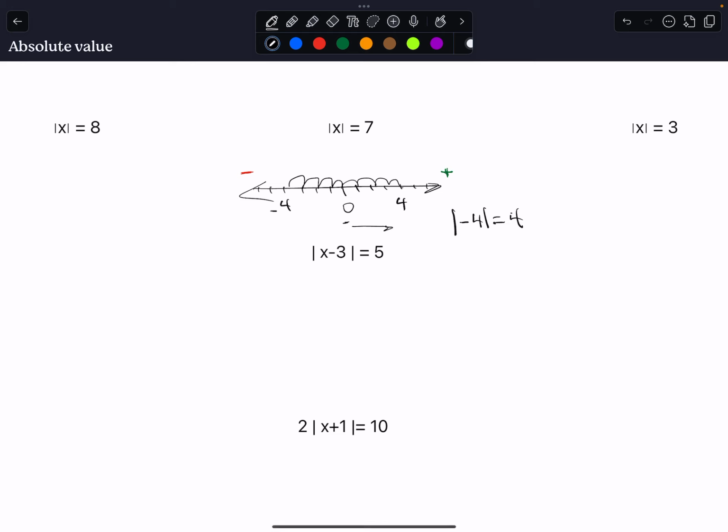Why did I do -4 and 4? It shows you that despite being different signs, they are both the same distance away from 0. So absolute value comes with two sets of answers. It comes with a positive and it comes with a negative.